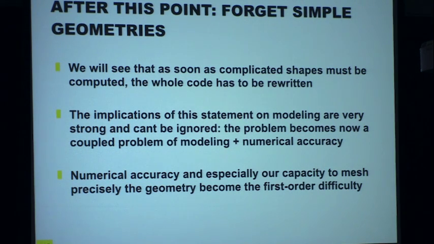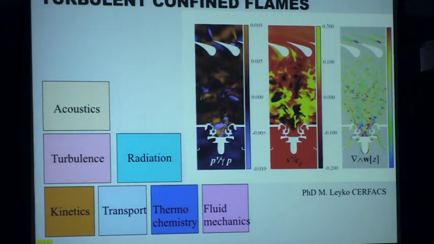You need to rewrite the code. You need to be able to compute the geometry. If you cannot compute the geometry of your chamber, it's finished. So here, basically, you change your code, you take another one. Which one is up to you? We'll talk about that in the next days. So that's a very strong statement, because that really means that you need to change what you had before. So this is an example of a confined flame.